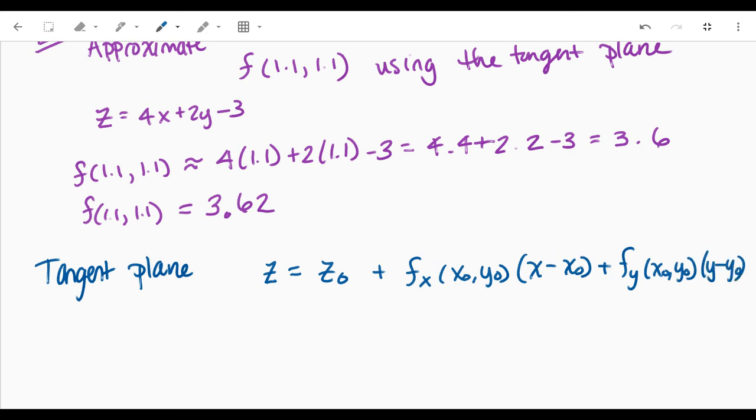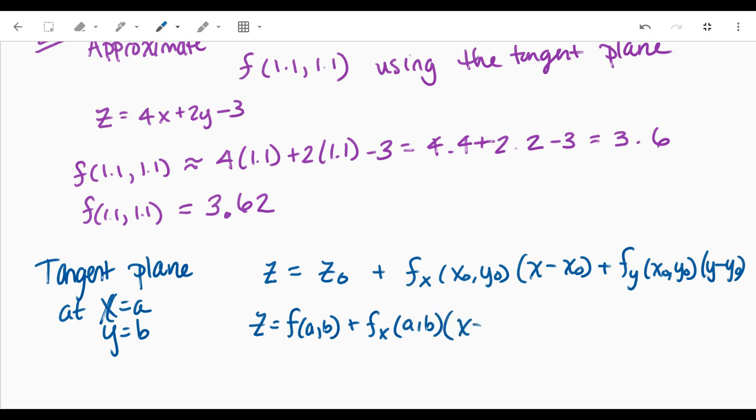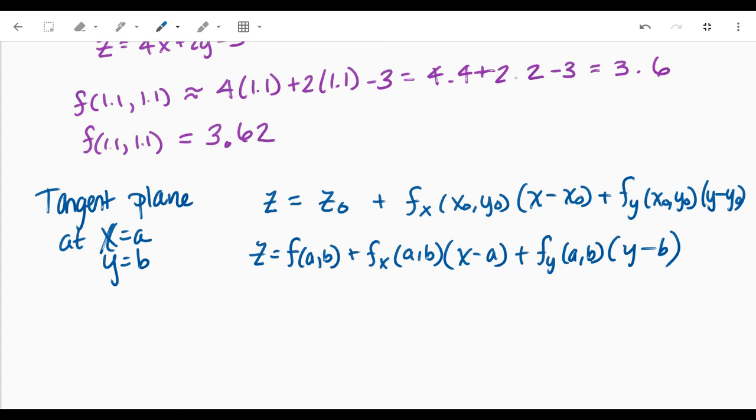Okay, and we're just going to make a couple changes here. So we are going to change that tangent plane at x equals a and y equals b. Okay, so we would have z equals f of a b, plus partial x at a b times x minus a, plus partial y at a b times y minus b. Okay, and we're just doing that because you're going to see that notation.